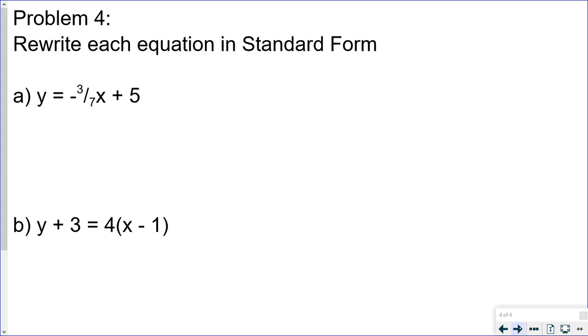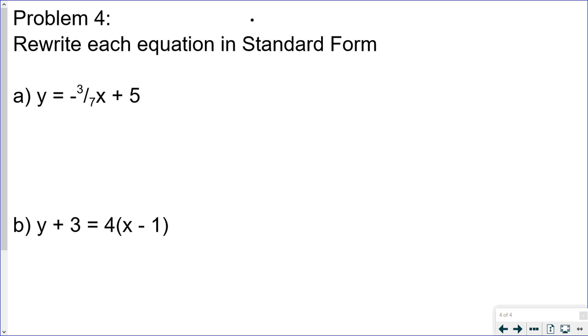All right, one last piece here. Rewrite each equation in standard form. So let's say you didn't like graphing in slope-intercept form. This is slope-intercept form here. Here's your slope, a line leaning to the left with a rise of 3 and a run of 7, and a y-intercept of 5. But let's say you preferred to graph things in standard form. So how do we change that into standard form?